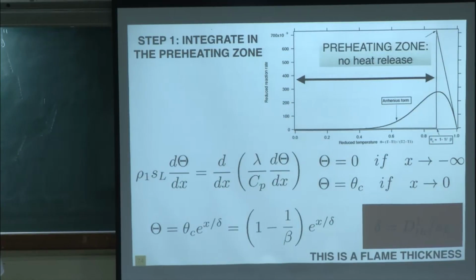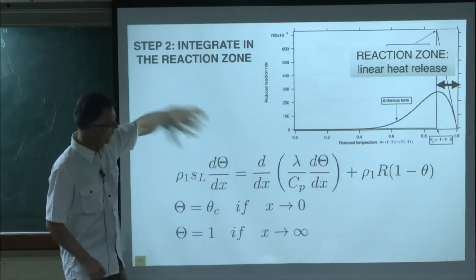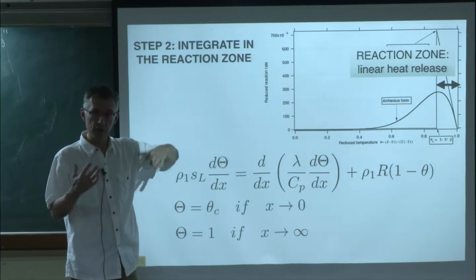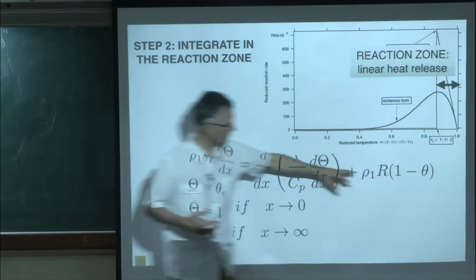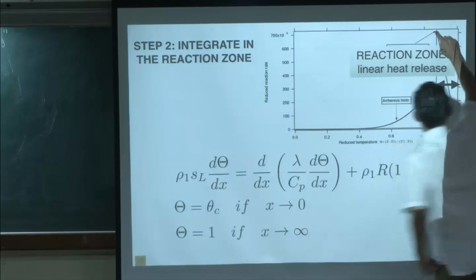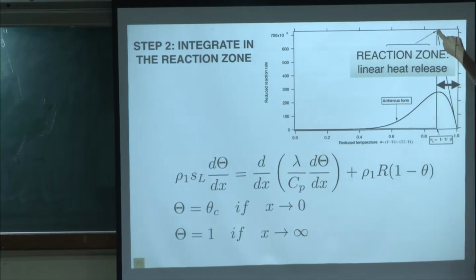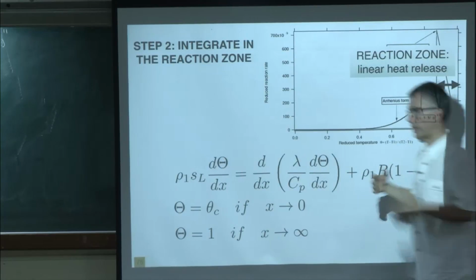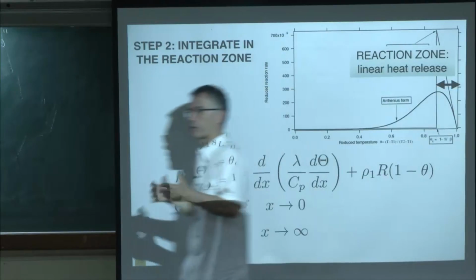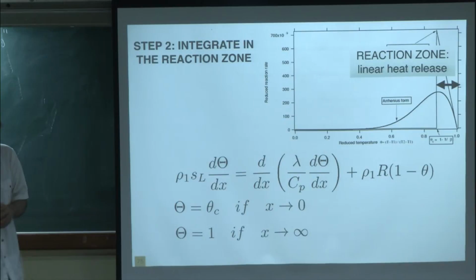Now, once you've done that, you can do the same thing in the reaction zone. Since you say that the reaction rate is a linear function, you can write it like this. 1 minus theta, that really goes from this point here to 0 at that point. Theta equal 1 gives you 0. And here you have the maximum heat release at that point. And R plays the same role as a pre-exponential constant. When R is big, it's a lot of reaction. When R is small, it's a slow flame.